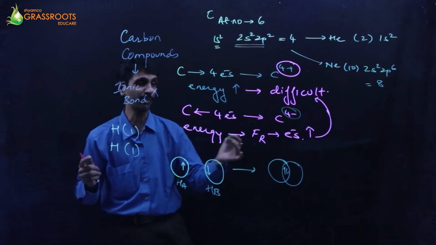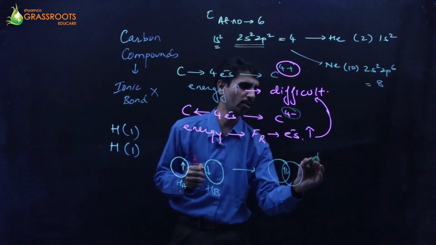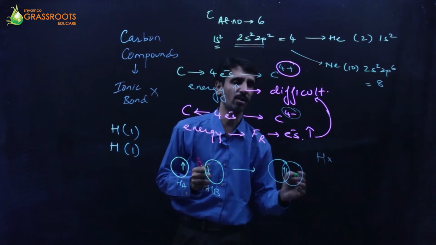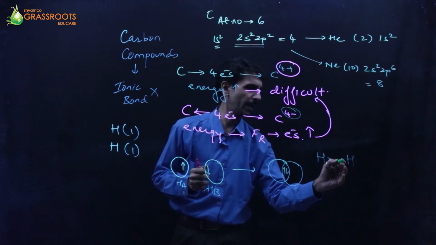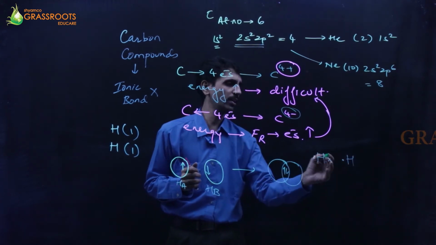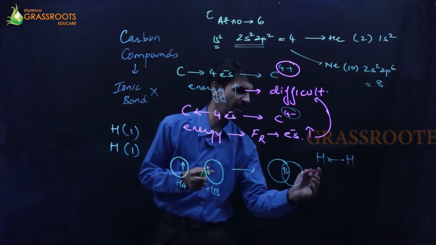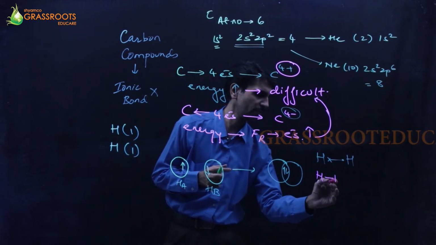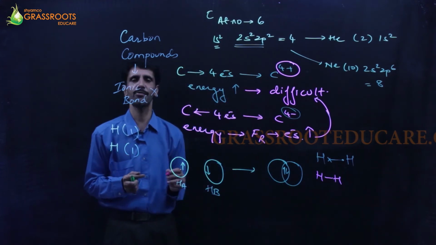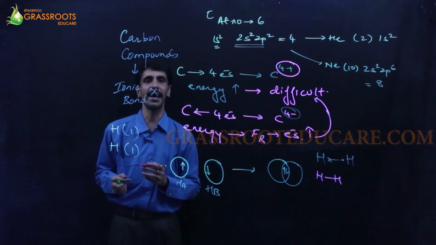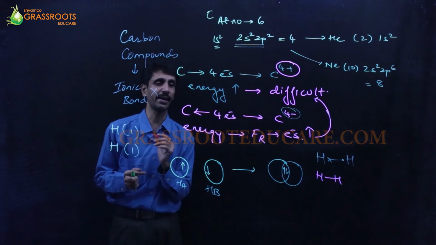So as a result of which, if I can show it in a different sense also, H, I show by a cross, I show by a dot, and now these two will form a bond like this. और सिंपल स्ट्रक्चरल फॉर्मूला अगर हम बताएं तो ये ऐसे हो जाएगा. This is the way it is formed. So this is the formation of a hydrogen molecule by sharing of electrons.